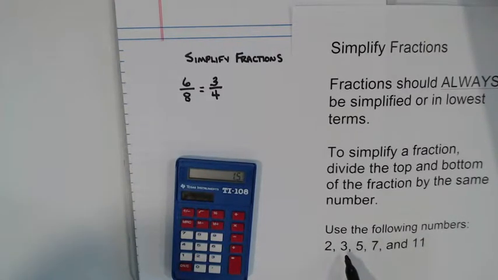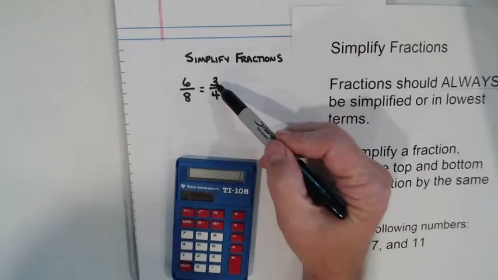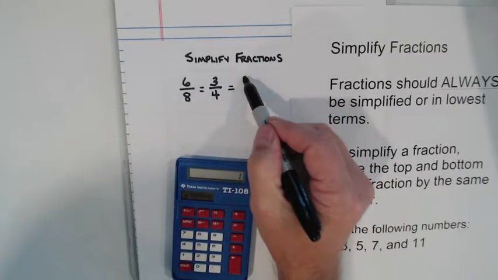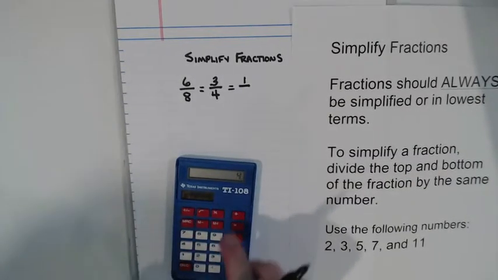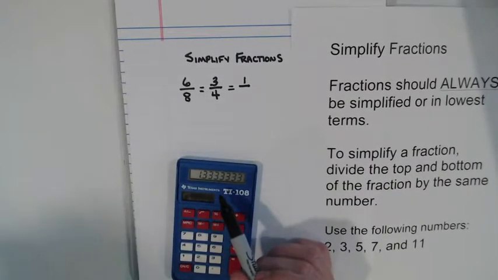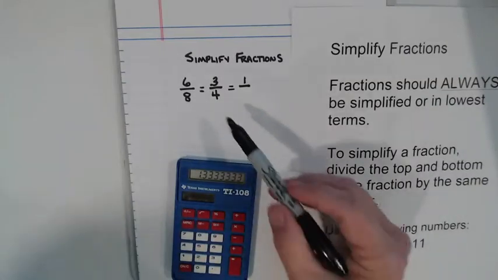The next number is 3. I've used 2. I'm going to check 3. See if I can use 3. 3 divided by 3. That's me dividing the top up here by 3. Looks like it's working in the top, but let's see if it works in the bottom. 4 divided by 3. Look, I get a decimal. It'll work for the top number, but 3 won't work for the bottom number.